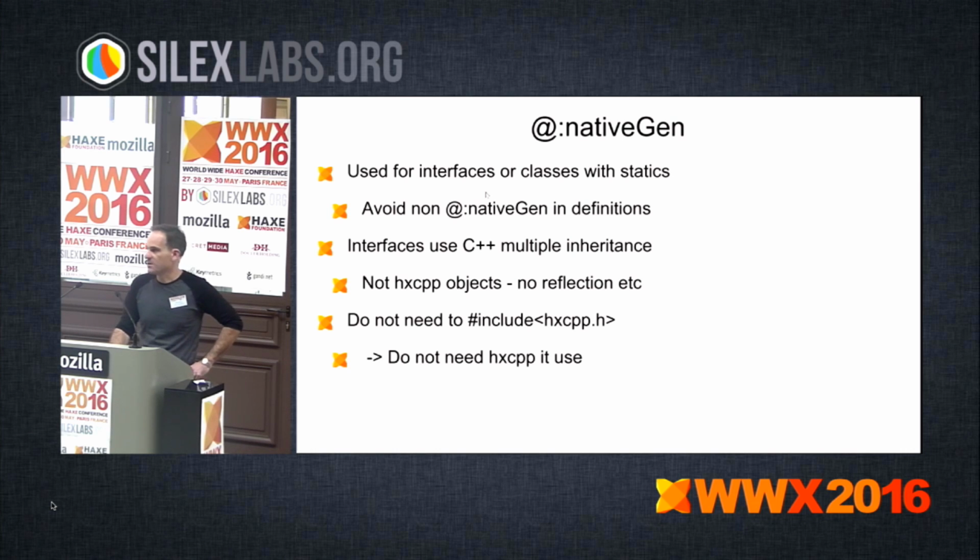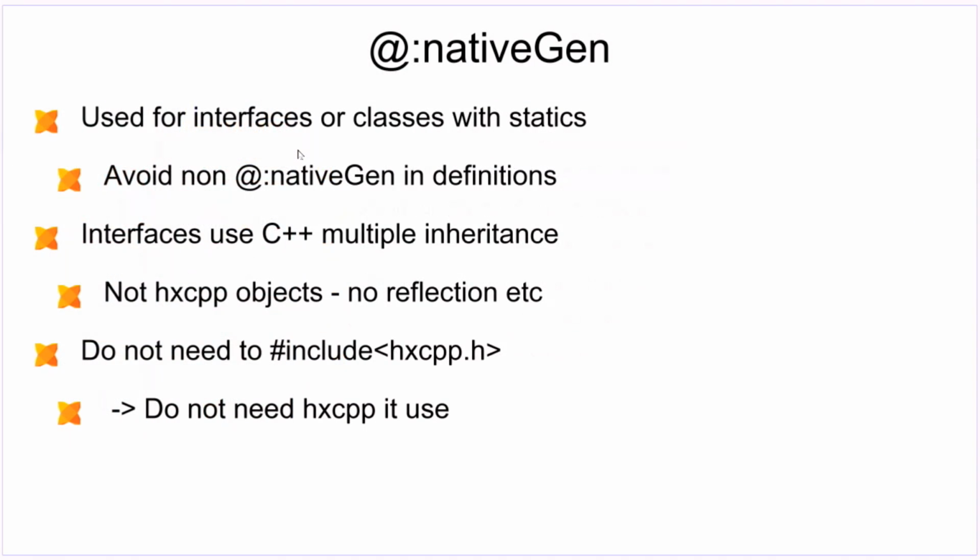Native gen is something else I've tried to sort of import from the Java way. If you tag up an interface with native gen, it will use virtual inheritance in C++, virtual multiple inheritance to implement the interface, and this means that the interface is not really a Hx object, and you can't query stuff on it dynamically, but you can pass it to external code that can then use this interface.